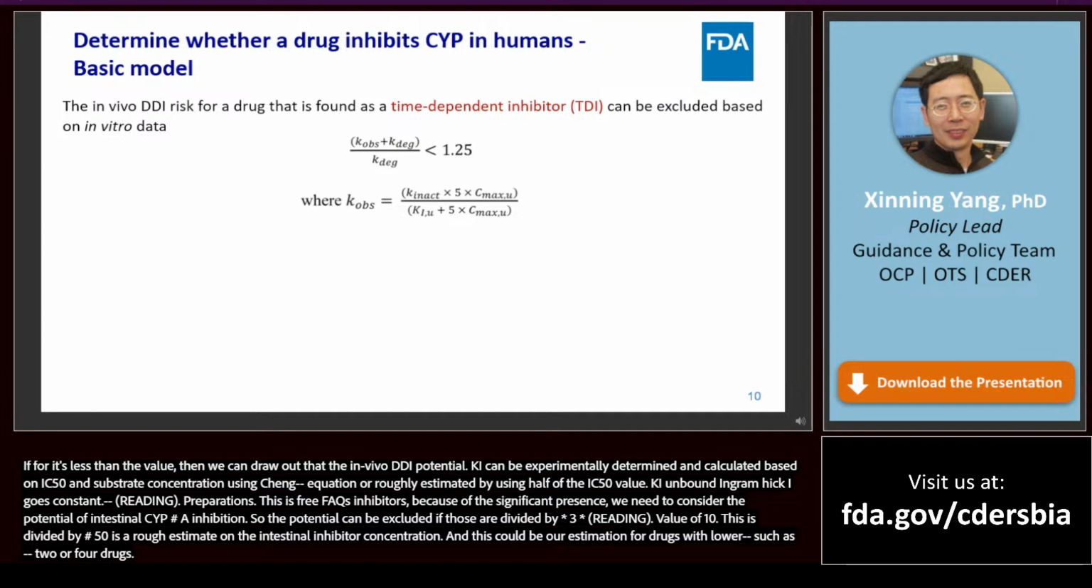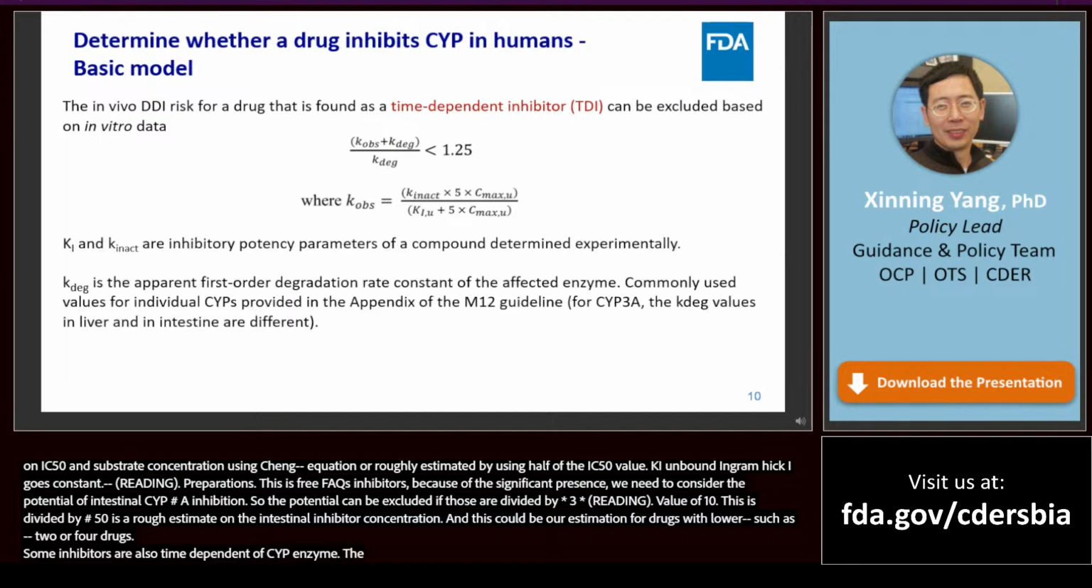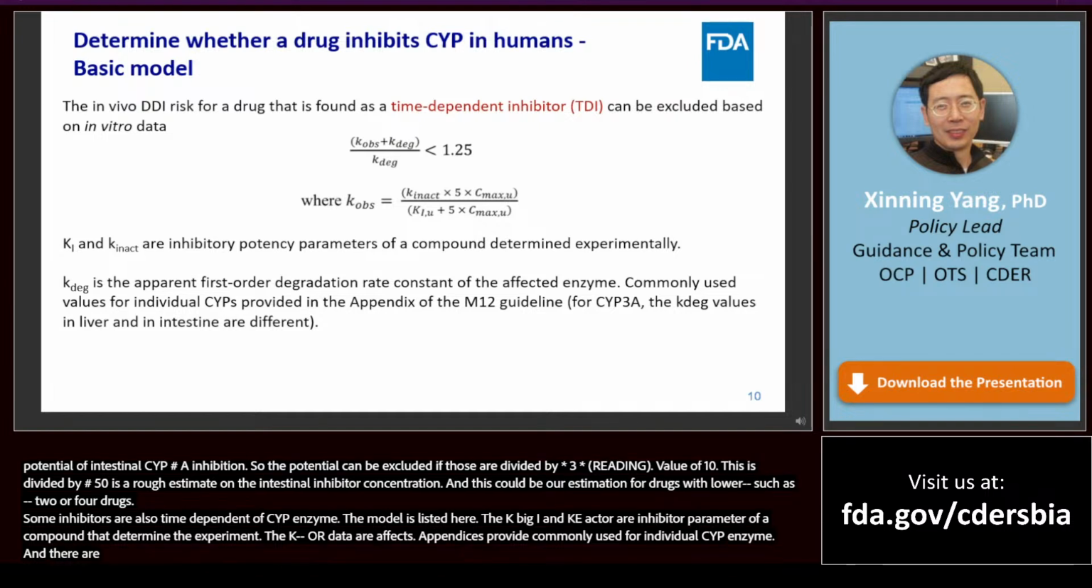Some inhibitors are also time-dependent inhibitors of CYP enzymes. The basic model is listed here. The K big I and the K inact are inhibitor potency parameters of a compound determined experimentally. The K degradation is the turnover rate of the affected enzyme. The appendices of the guideline provide a commonly used value for individual CYP enzymes. And for CYP3A, there are 2 Kdeg values, in the liver and in the intestine, respectively.